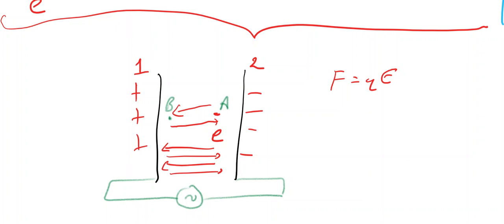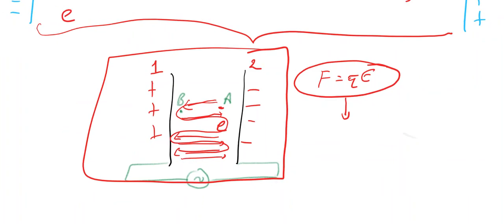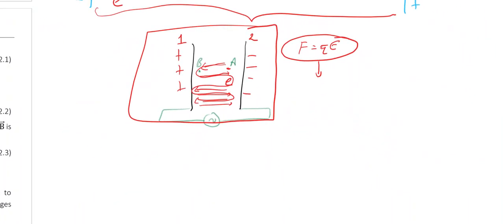It is traveling this distance under the influence of the F is equal to QE force, and so the accelerated motion can make it possible to achieve high speed of the charged particle. Now this is only a logical explanation. Practically it is not possible, because if you take two plates, it is difficult for the electron to take this type of path. And then there is another solution to that problem.